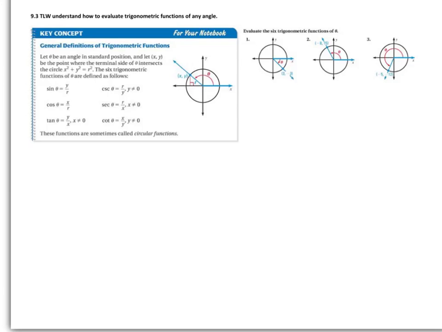Alright guys, today's goal: the learner will understand how to evaluate trigonometric functions of any angle. Alright, so we know sine, cosine, tangent, and their reciprocals, cosecant, secant, cotangent. Sine is the y value divided by the radius. Cosine is the x value divided by the radius. Here, let's zoom in.